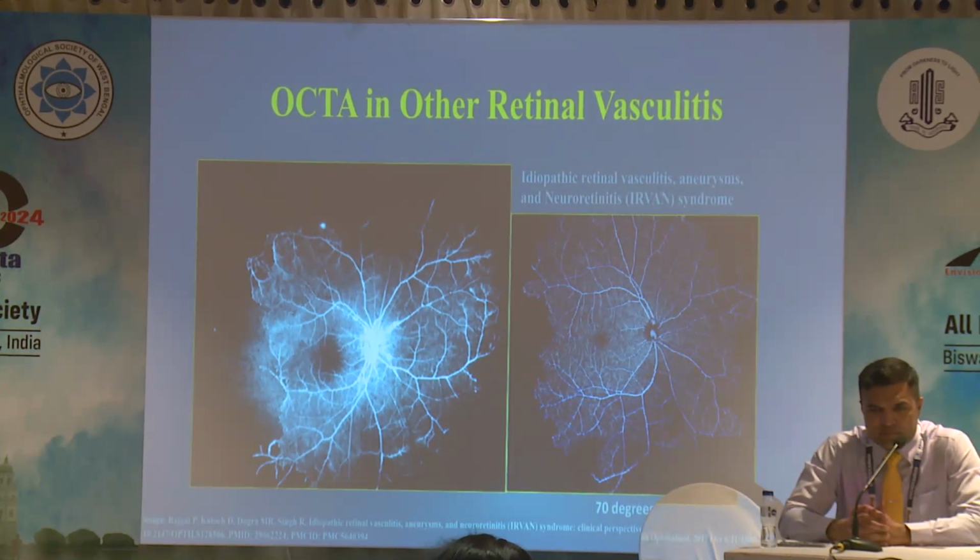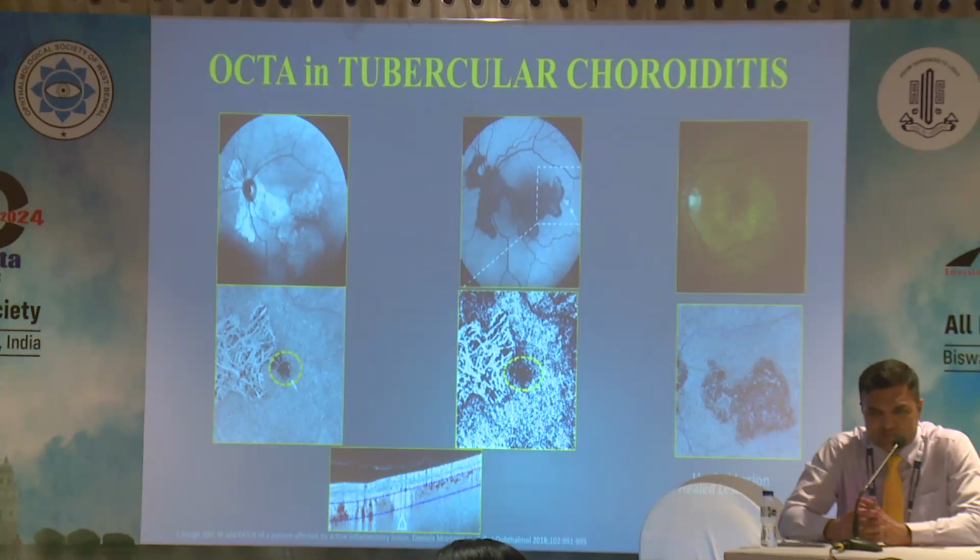Disease entities which were only in the domain of ultra wide field FFA have now been very well depicted using wide field OCTA, such as IRVAN, which is idiopathic retinal vasculitis, aneurysm, and neuroretinitis. One of the most important topics for the Indian subcontinent is tubercular choroiditis and serpiginous choroiditis. So how do you see these lesions of serpiginous choroiditis on OCTA?